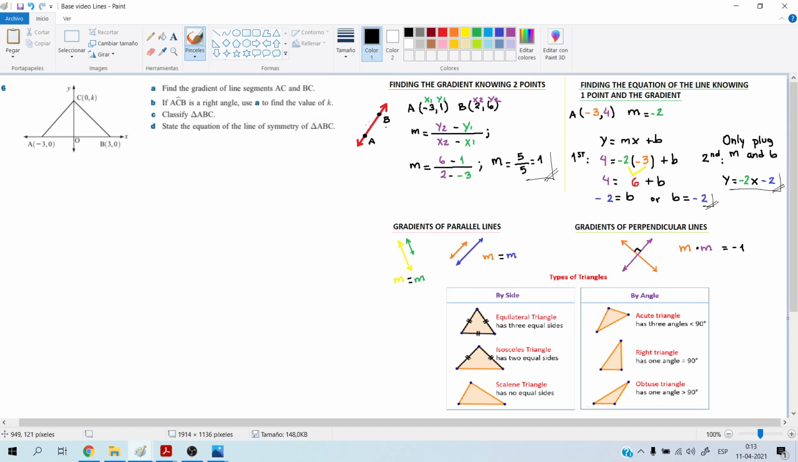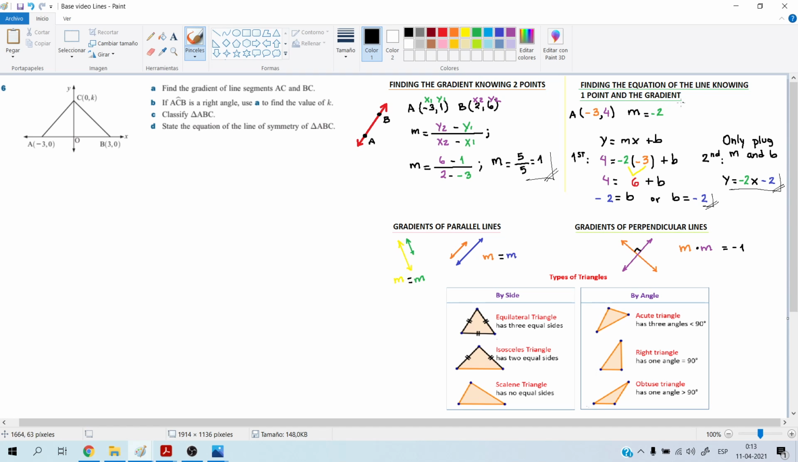Okay, before we solve this exercise, we have to master these concepts on the right. Finding the gradient, knowing 2 points, you know that you have a line, or you don't even have to have the graph or the line, but if they give you the coordinates of the points A and B, for instance, you identify x1, y1, x2, y2, you plug it into the equation of the gradient, which is y2 minus y1 over x2 minus x1, or rise over run, or the difference in y over the difference in the x-axis. So all of that is the gradient. You plug the numbers here and you get your value.